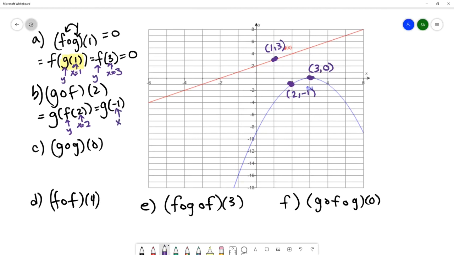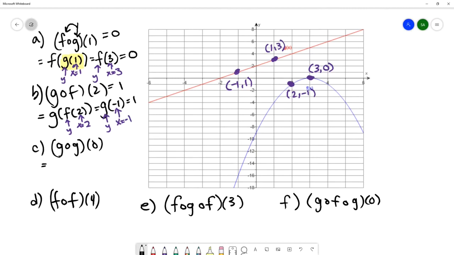Now I have an x of negative 1, and I'm looking for the y. So on the graph of G, this point right here has an x of negative 1 with a y of positive 1. So G of negative 1 is 1. So we figured out that G composed with f of 2 is 1. We'll move on to the next example. We have part C, G composed with G of 0.